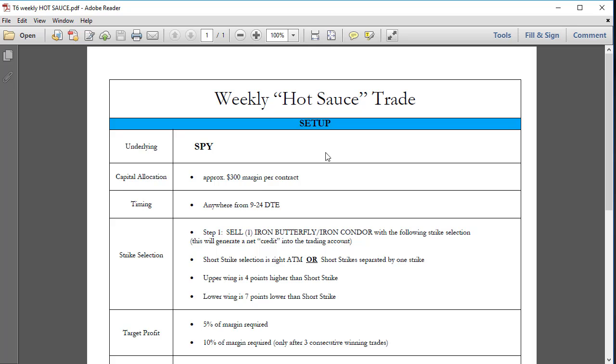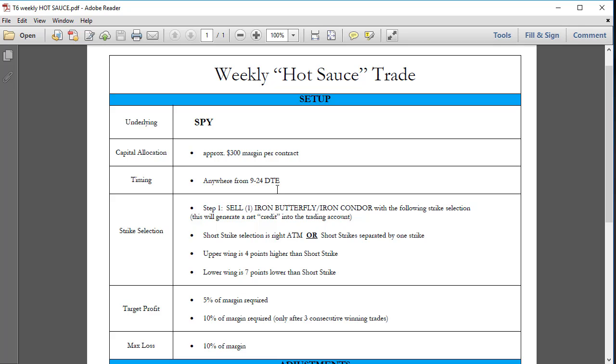Now, the weekly hot sauce trade. This is a trade that is intended by design to be a very, very small amount of money. It's a speculative trade. Think, if you have the proverbial $100,000 trading account, you're going to maybe deploy 1 or 2%, so maybe a couple thousand dollars in margin, not in risk, but in margin, to trade these trades on a weekly basis.